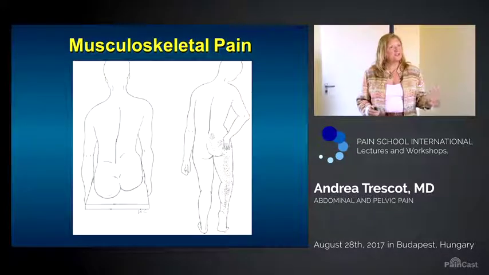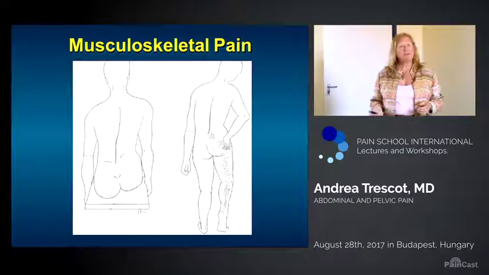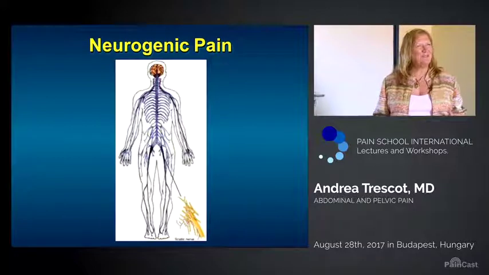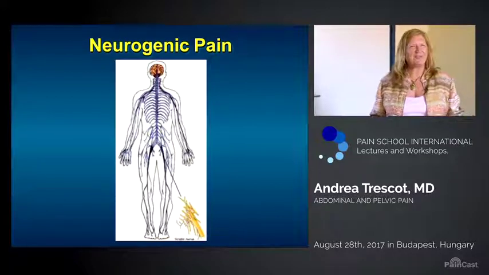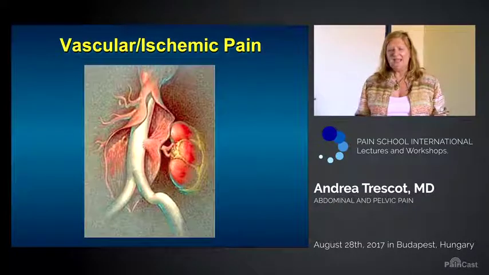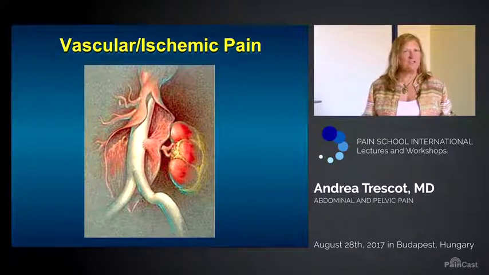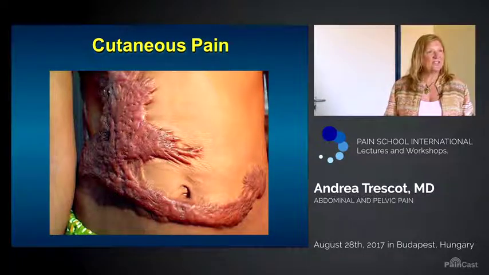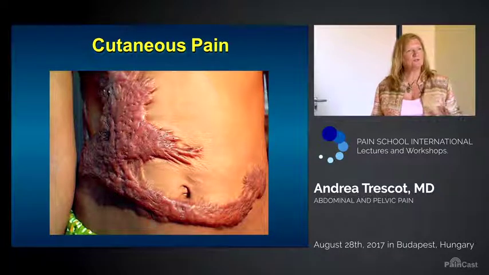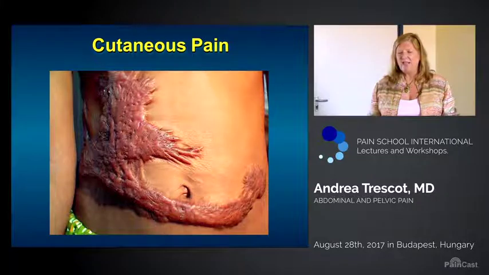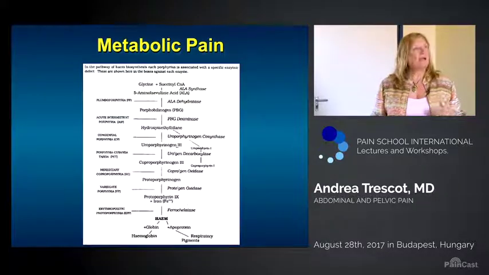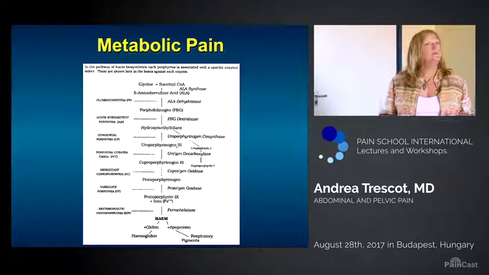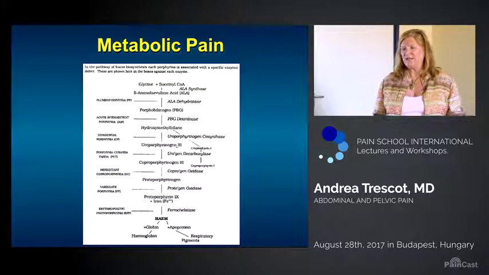There are musculoskeletal pains that will cause both abdominal and pelvic problems. There are neurogenic pains, which is obviously the thing I'm the most interested in, being so interested in peripheral nerves. There can be vascular and ischemic issues, and that's certainly one of the things you don't want to miss. There could be cutaneous pain, so things like zoster, where there's sensitivity and allodynia of the skin. There could be metabolic pain; the abdominal pain, for instance, from a porphyria might be difficult to recognize.